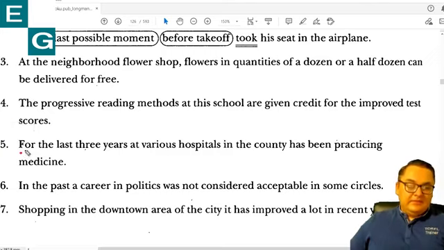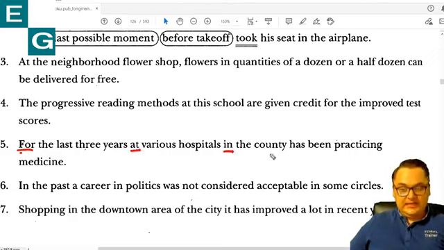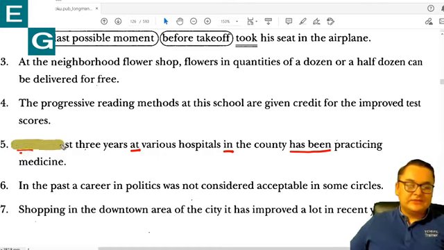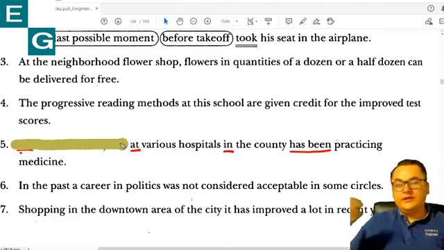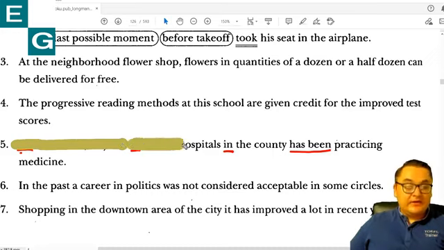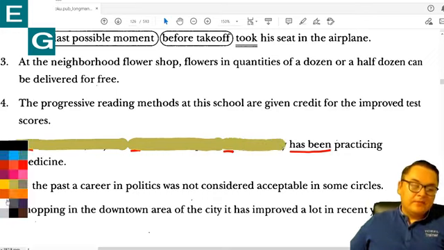Here, number 5, we have a preposition. Then we have another preposition. Then we have another preposition. And then we have a verb. So what do we do? I'll say, here, what we can do is just eliminate it. We don't need it because it has a preposition. At various hospitals, I don't need the sentence at all. In the country, so I have eliminated 3 complete phrases in the sentence.